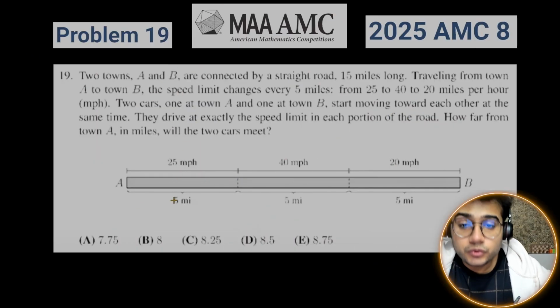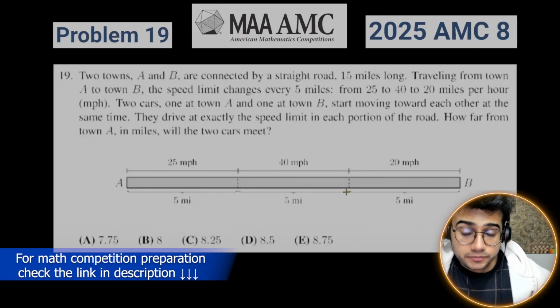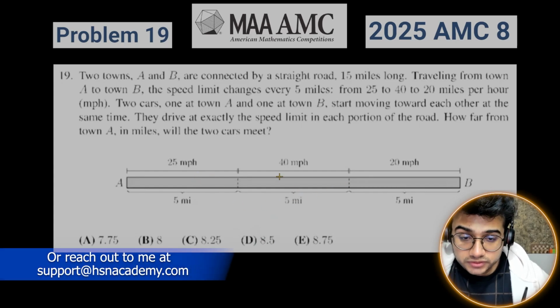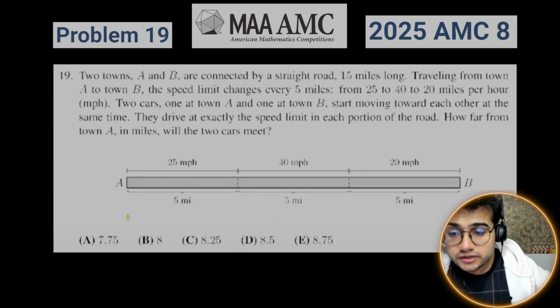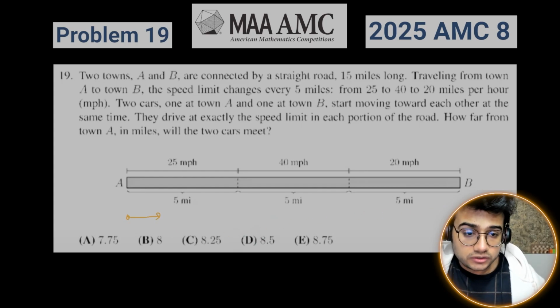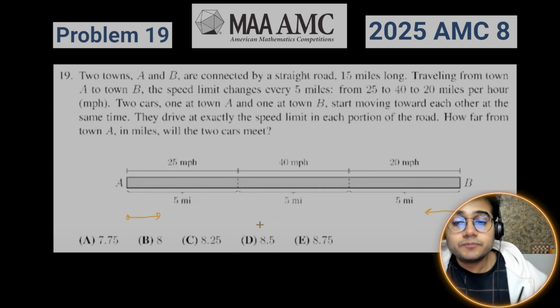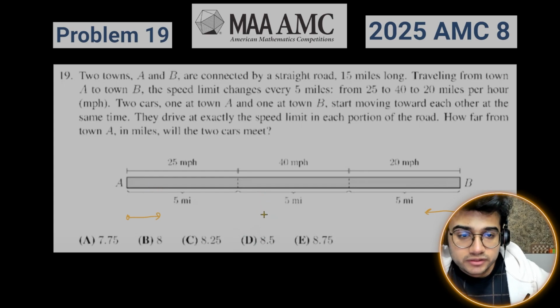Okay, so in this problem we have a road between A and B, and it's divided into 3 equal sections, and each section has a specific speed limit. They're saying there's a car starting at A traveling towards B, and there's a car starting at B traveling towards A, and they meet somewhere in the middle, and they want us to find out where they actually meet. Okay, so the main idea here is that since they start at the same time and they meet somewhere in the middle, then they would have traveled for the exact same amount of time.